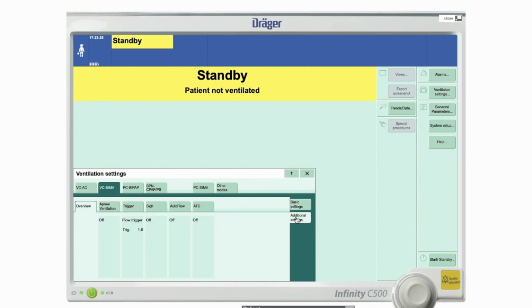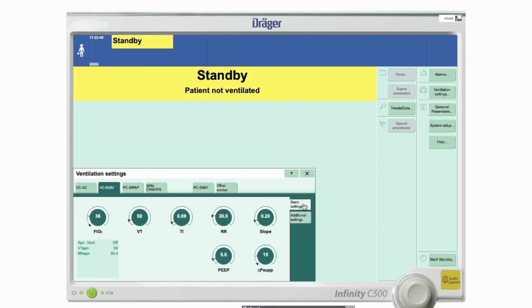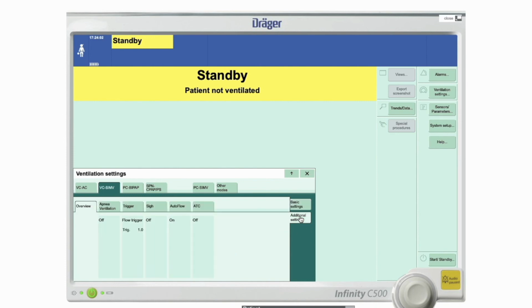Now, if you're going to a volume method, you have to include Autoflow, and we would need to switch that on. We would keep the slope the same, but Autoflow is a way of guaranteeing the volume and delivering a volume breath in a pressure mode, but delivering that breath at the lowest possible pressure. So we are going to discuss Autoflow in a following video. However, you need to understand that anytime you set a volume mode, always go into additional settings and put Autoflow on.